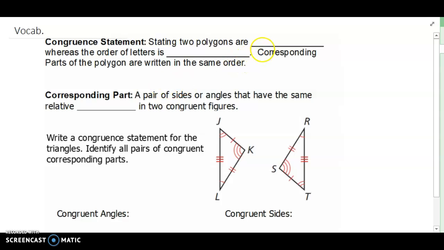All right, so a congruent statement, guys. These are very, very important. A congruent statement basically states that two polygons are congruent. But it's more than just that. Order of the letters is important. The order of the letters tells us everything. Corresponding parts of the polygon are written in the same order, and we'll do some examples in a minute where you'll see. A corresponding part is a pair of sides or angles that have the same relative position in two congruent figures.